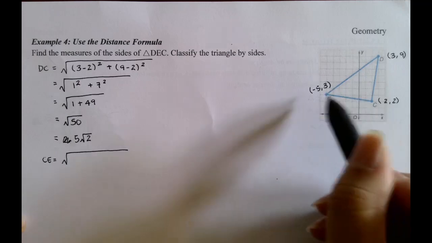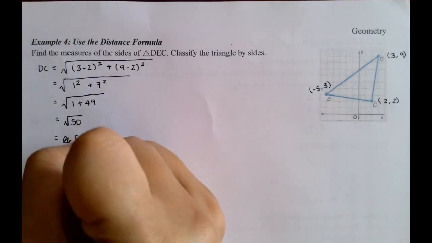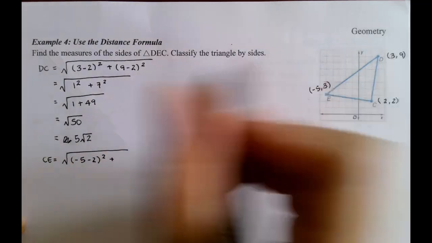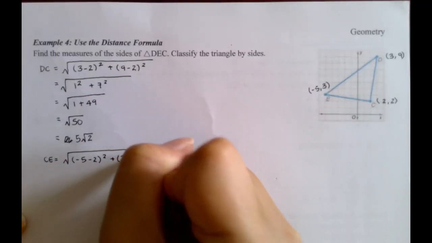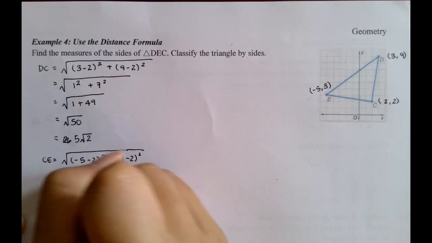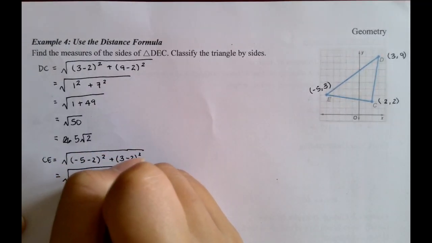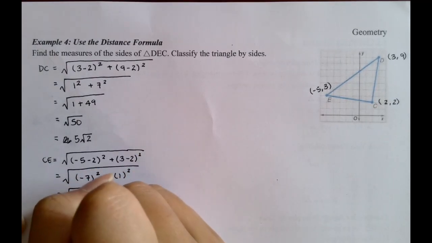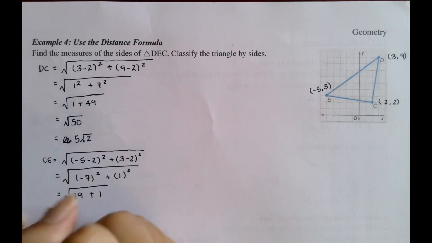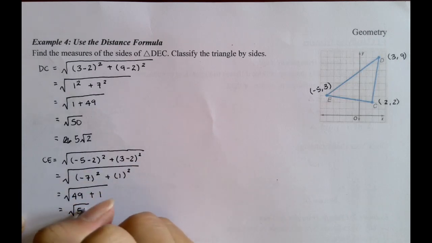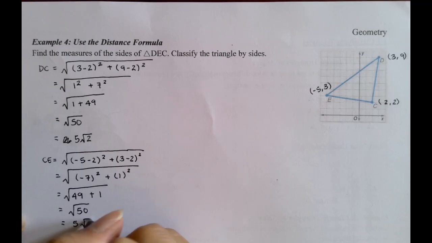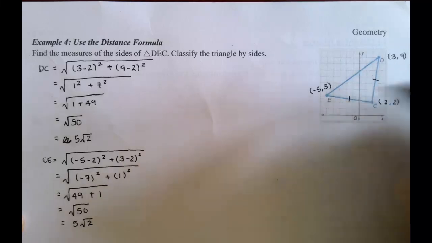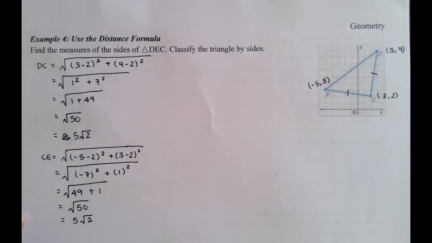So CE, I'm going to do negative 5 minus 2 squared plus 3 minus 2 squared. Negative 5 minus 2 is negative 7. 3 minus 2 is 1. Negative 7 squared is 49. 1 squared is 1, so 49 plus 1 is 50, and square root of 50 is 5 square root of 2. So at least right now, I know that DC and CE are congruent because they are both a length of 5 square root of 2.